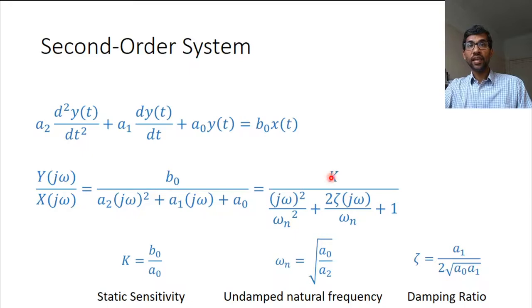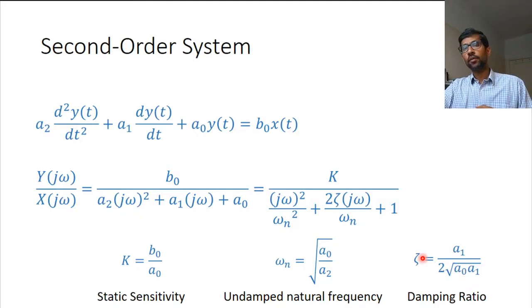We have K, which is the static sensitivity, which is very similar to the parameter which we saw both in the zero order and the first order systems. In addition, you have two more parameters. You have the natural frequency of the system, also called the undamped natural frequency of the system, and we have the damping ratio. These three parameters together can define any second order system.